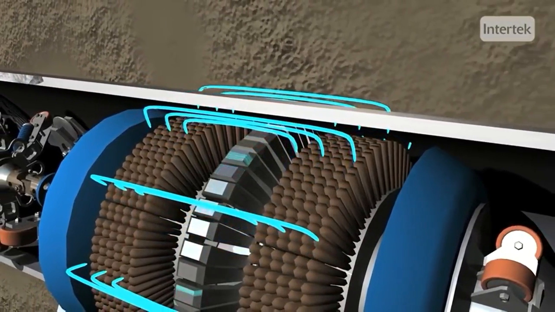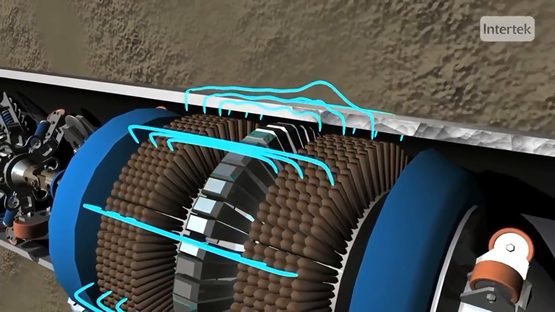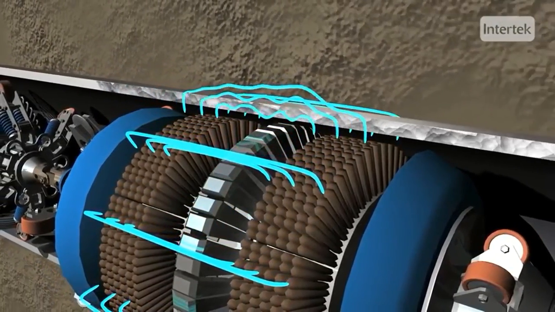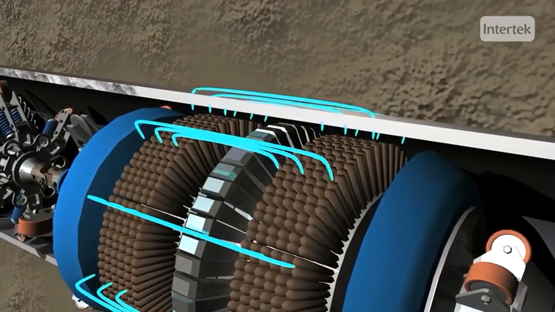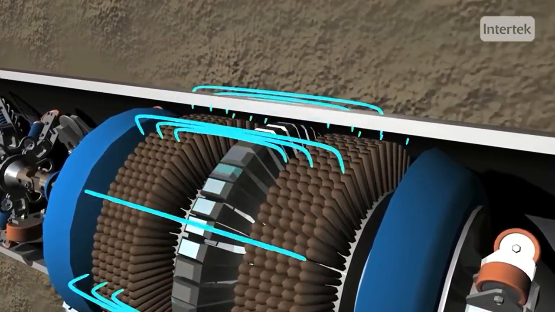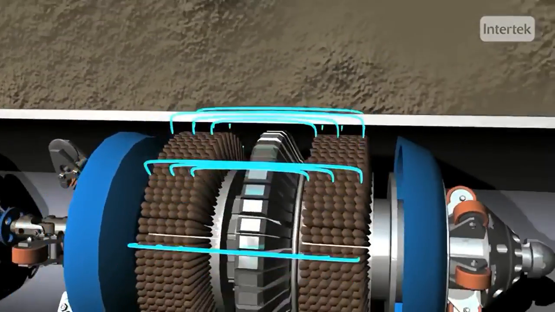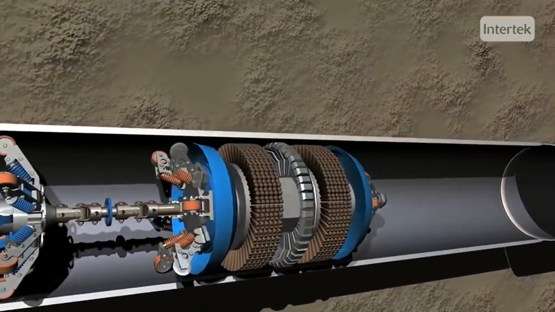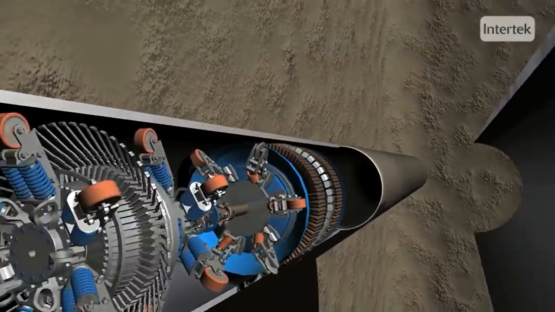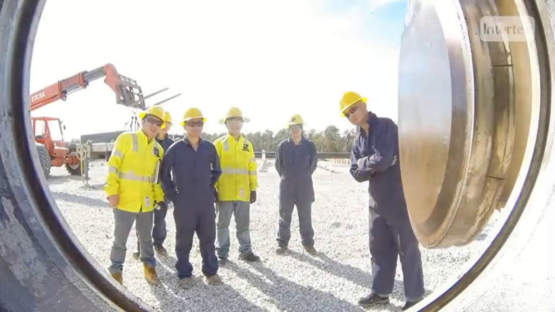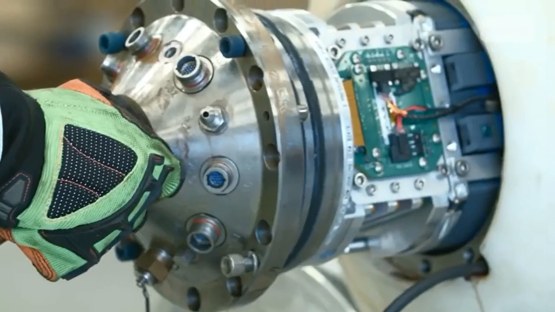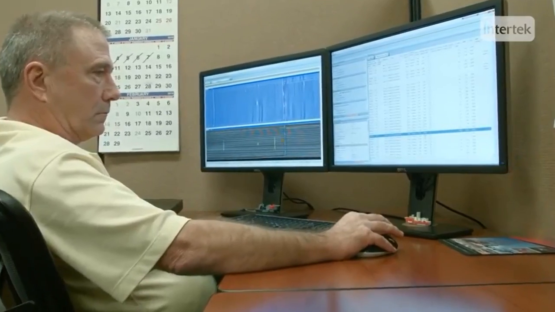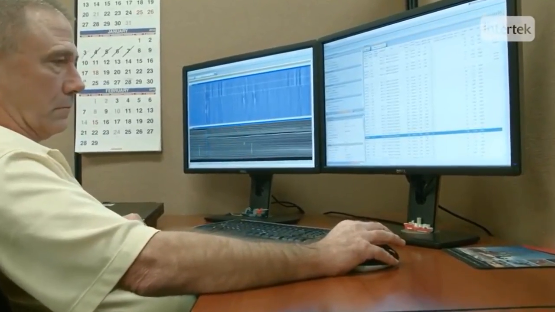Magnetic flux leakage is a magnetic method of non-destructive testing during which powerful magnets are used to magnetize the pipe wall. When the inspection tool encounters an abnormality such as excessive corrosion, a change is detected in the magnetic flux patterns, which is detected by the sensors and stored within the tool for evaluation once the inspection is completed. After the tool has completed its journey through the pipeline, Intertek technicians download the data from the tool for evaluation. The data is analyzed to determine if and where repairs need to be made.